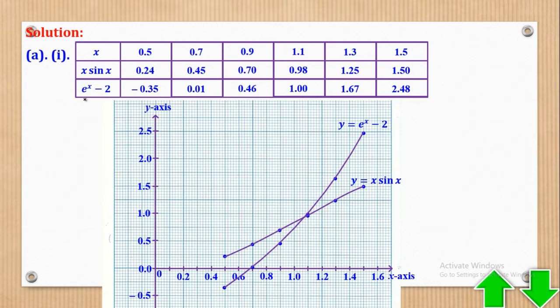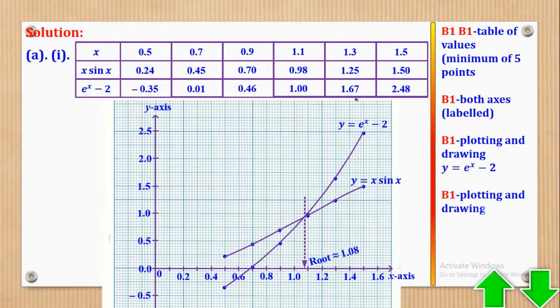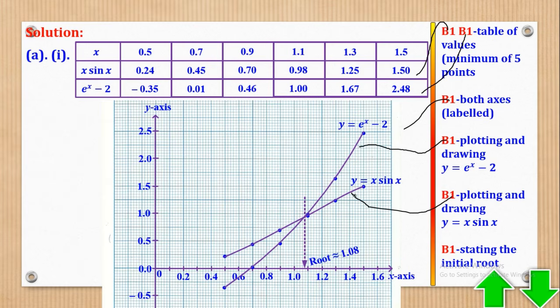Then, like we said, for the two graph plot, you look for the point of intersection, and the x value of that point is what becomes the root. So basically that's what they wanted. Now let's see how much can be awarded. B1 for this, B1 for that, B1 for the axis, B1 for plotting and drawing this one, B1 for plotting and drawing this one, B1 for stating the root.